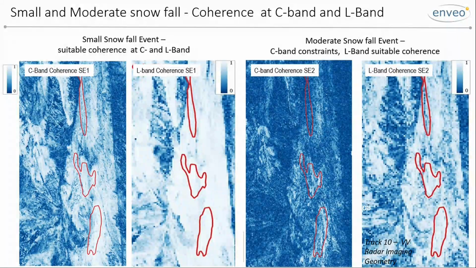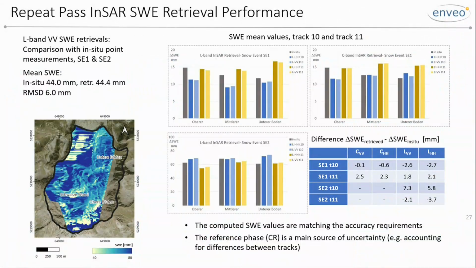For the moderate snowfall, up to 30-50 centimeters, C-band fails. L-band works quite nicely. So therefore, we are going for the L-band for the satellite data, because 50 centimeters of snowfall is typically within a few days. What were we getting out?